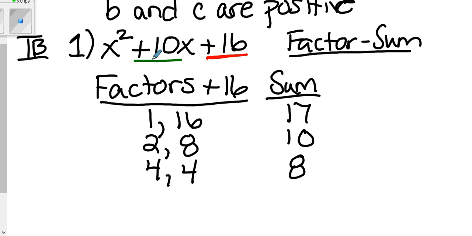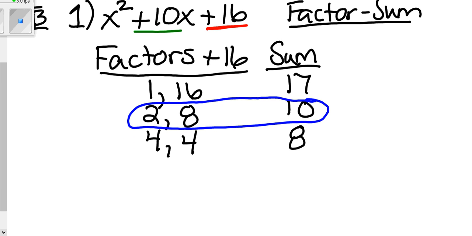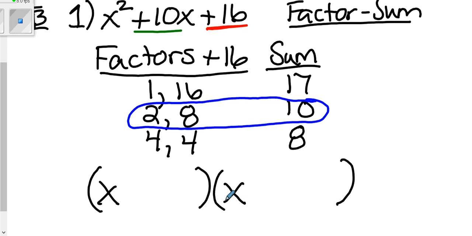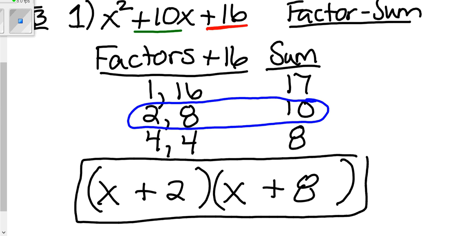Now what we're looking for is our middle term of 10. Right here we have a 10. So therefore the two integers we're looking for are 2 and 8. The last thing we need to do is write down our final answer in its correct form. So you always write two parentheses. It's going to be the variable first. And then since 2 is positive, you just say plus 2. And since 8 is positive, you can say plus 8. And there is your answer. Easy peasy.